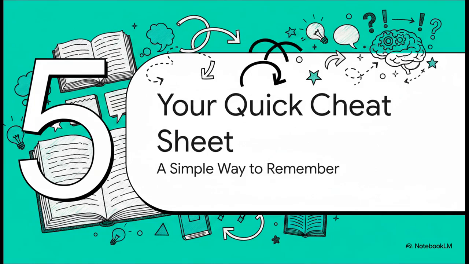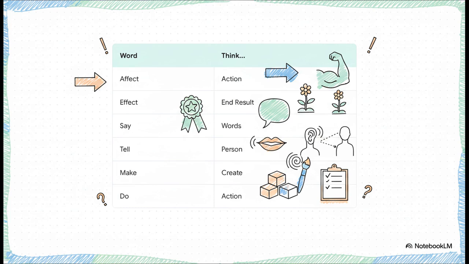So the big question is, how do you keep all of this straight in your head? Well, let's tie it all together with a super simple cheat sheet. Seriously, if you remember just one thing from all of this, make it this next slide. And here it is, the ultimate key. Just link each of these tricky words to one simple concept. Affect is action. Effect is the end result. You say words, but you tell a person. You make something to create it, and you do an action. That's it. These are your one-word triggers. They are your secret weapon to getting it right every single time.